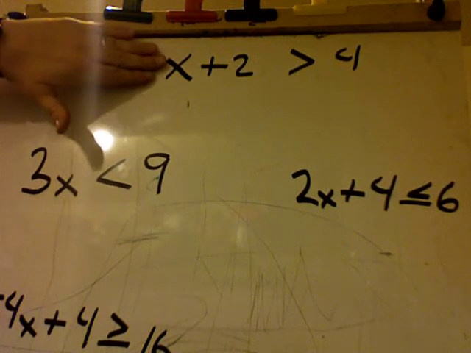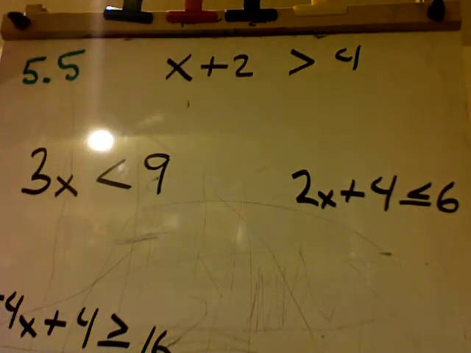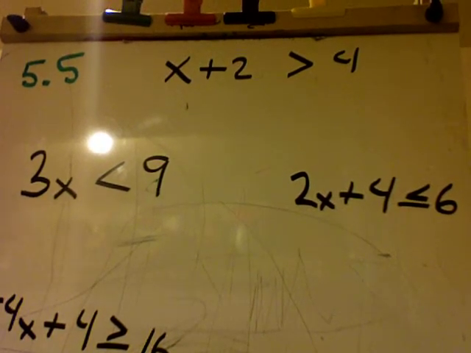Well, I look at it and say, can x be a 6? Yeah. 6 plus 2 is 8. That's greater than 4. Can x be a 20? Yeah. 20 plus 2 is greater than 4. Can x be a negative 10? No. Negative 10 plus 2 is negative 8. That's not greater than 4.